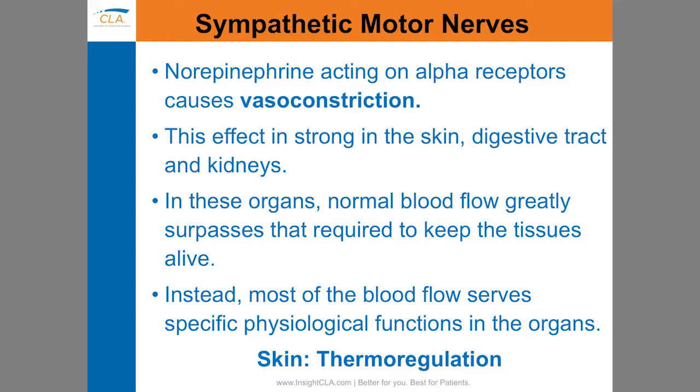So let's talk about what a sympathetic motor nerve does. It exits along with the spinal nerve, and it has a neurotransmitter that is activated, which is norepinephrine, and that causes vasoconstriction. I put this in here because this effect is strong in the skin, the digestive tract, and the kidneys themselves. In these organs, normal blood flow greatly surpasses that required to keep the tissues alive. And so this is a functional feature, and in the skin, it's a functional feature used for thermal regulation. So that's really critically important.